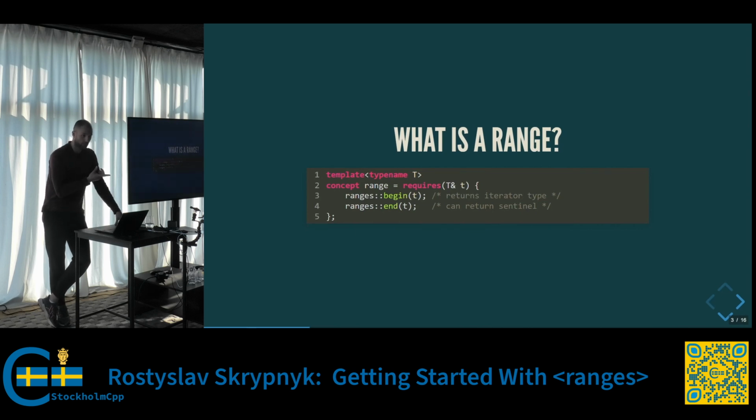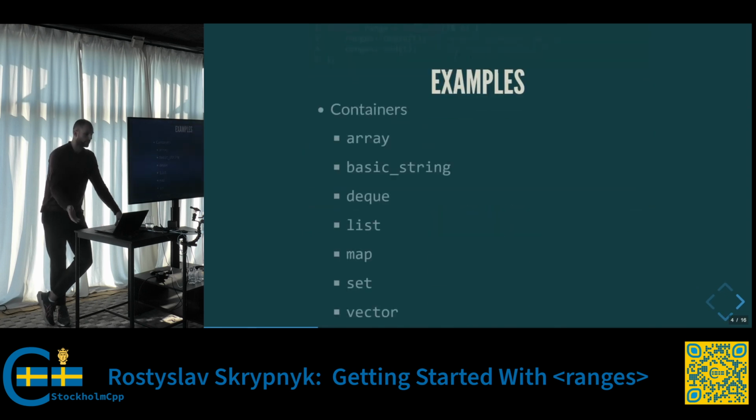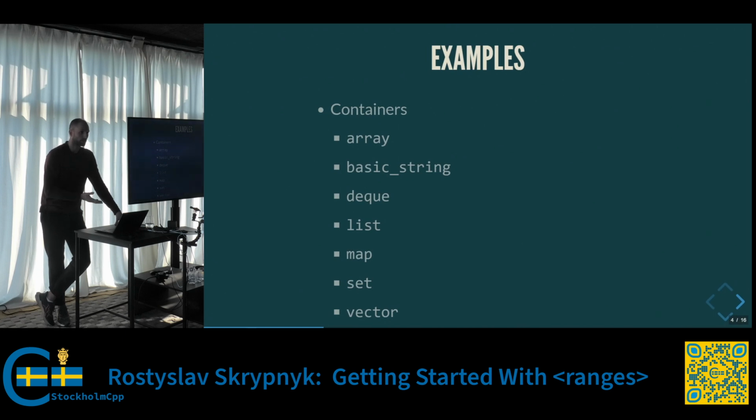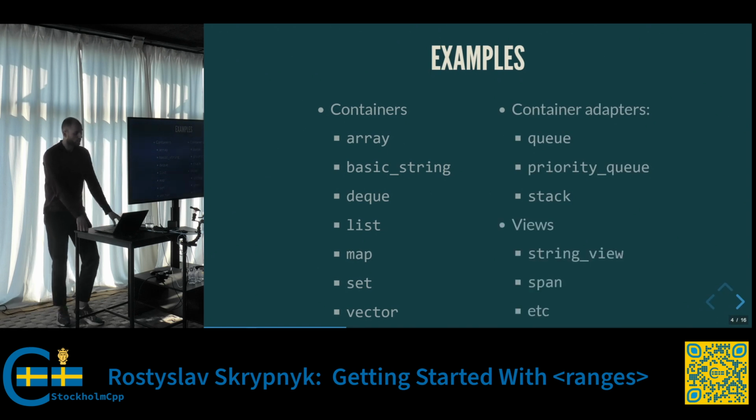This is more or less the exact code, except that the standard library implementation uses weird underscores. But this is exactly what you can find in your header if you look there. So that's your range. What are the examples? All the containers are ranges. They all offer begin and end. So the array, the string, the deque, the map, and so on. The container adapters are also ranges. And views, like string_view, span, and other views that we will see, are all ranges.